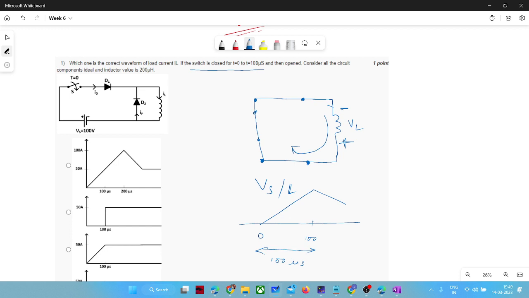If this diode has been short circuited, from KVL, VL is equal to zero. You can say that, right? So now your IL slope, rather VL by L, the slope is only changing here. So now slope is 0 here: del IL by dt equals VL into dt divided by L is equal to 0.